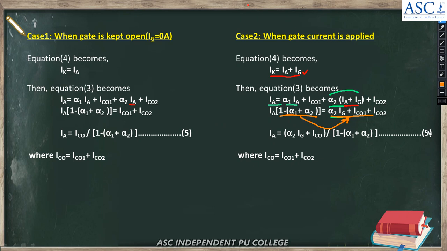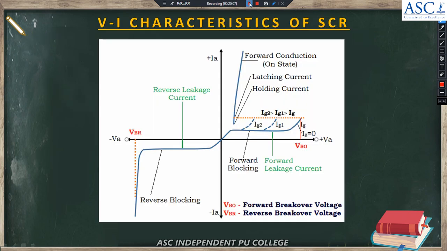Now equation 5 as well as equation 6 give the expression for anode current. Equation 5 is the expression for anode current when gate current equal to 0 ampere. This is the equation for anode current when gate is applied. Now this is all about the expression for anode current. Now we'll move to the VI characteristics of SCR.